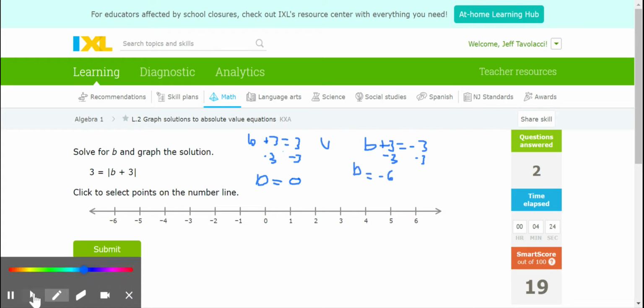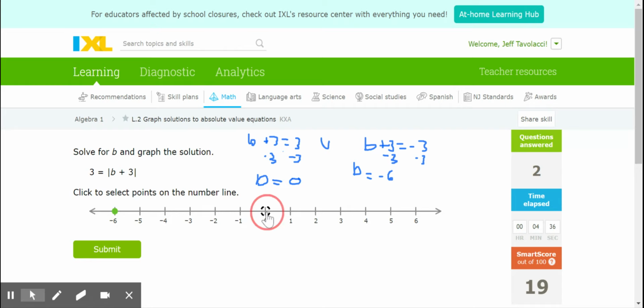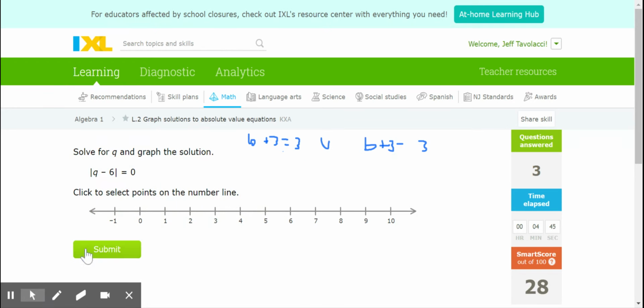All right, so in this case, what plus 3 is 0? Well, that's negative 3. And what's 3 units away from it? 1, 2, 3. 1, 2, 3. Negative 6 and 0. All right, now this one, we're only going to have one solution.